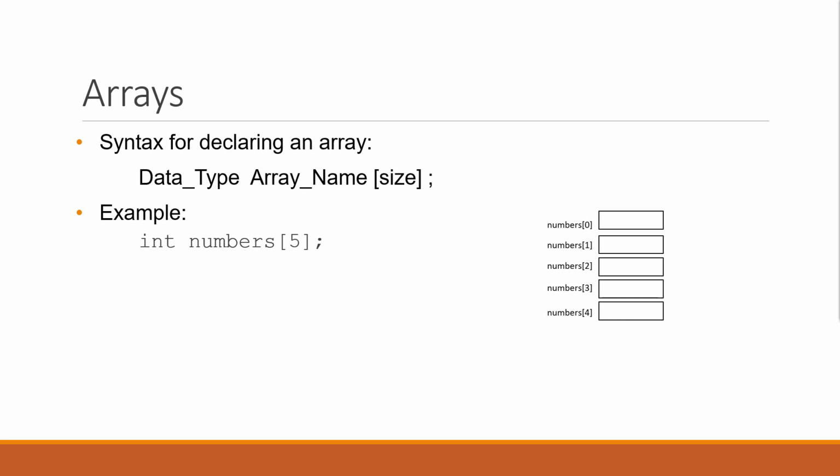After declaring the array, you can access individual elements using their indices. In this case, the indices range from 0 to 4, inclusive, since arrays in most programming languages are zero-indexed. For example, numbers[0] refers to the first element, numbers[1] refers to the second element, and so on, up to numbers[4] for the fifth element.